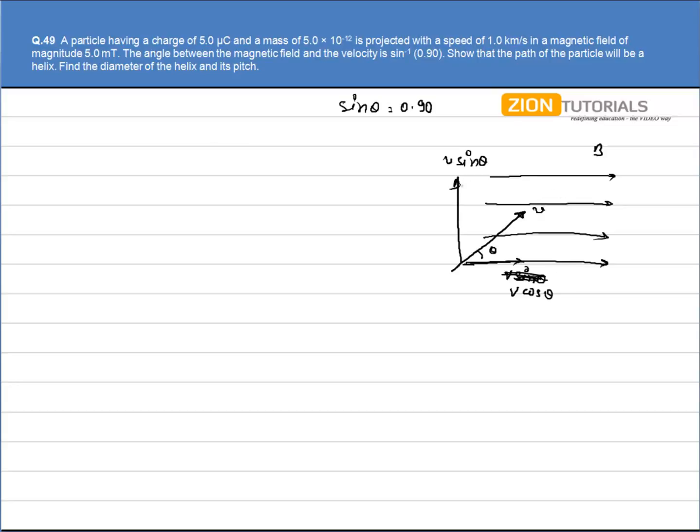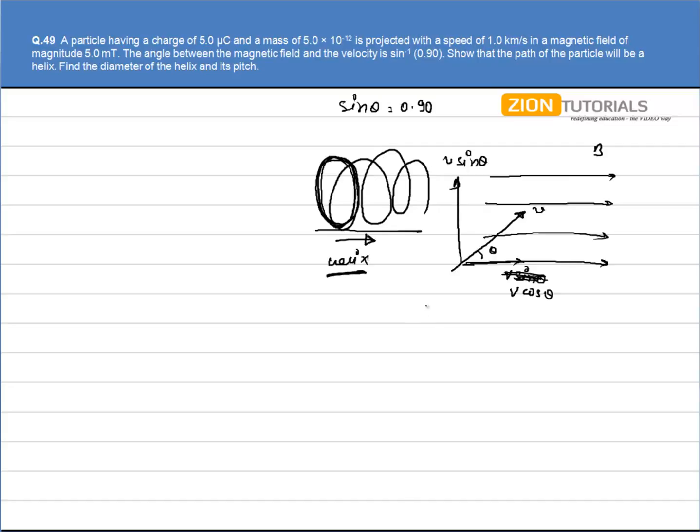Fine. V sine theta is perpendicular to the magnetic field, so it will start rotating in a circle. Right. It will rotate in a circle like this, like this, like this, continuously. But now it is also having a velocity in this direction. So it will rotate continuously in a circle, and together with that, it will move ahead with a velocity. And such a kind of motion is known as a helix.